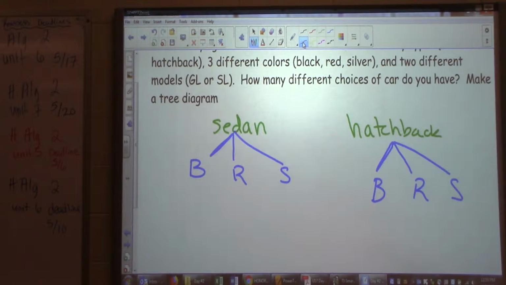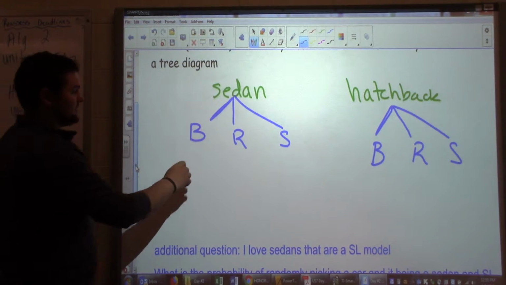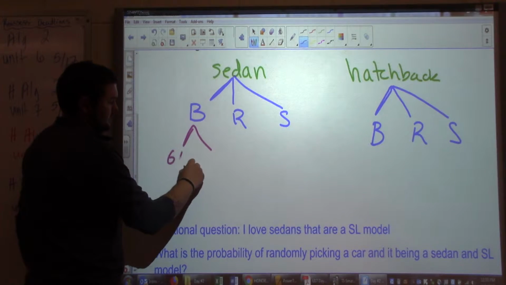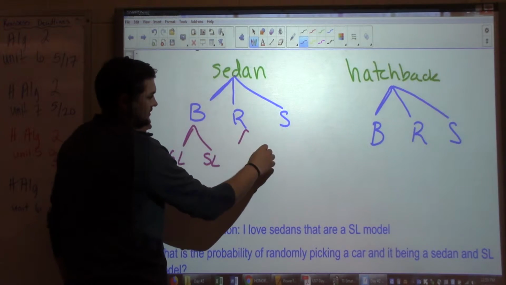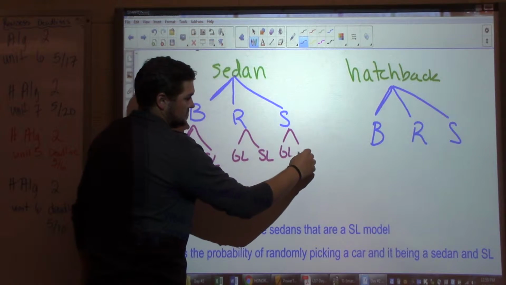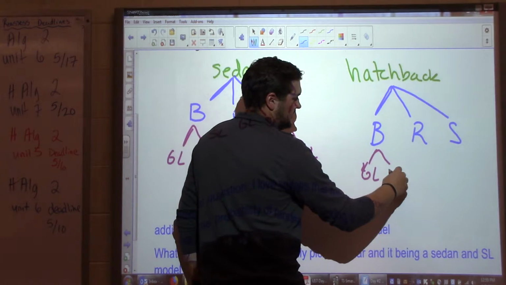What was the last thing? Oh, the two different models. The two different models, right? Split each one color into two different models. You have a different model for each. So it was the GL or the SL. GL or SL.